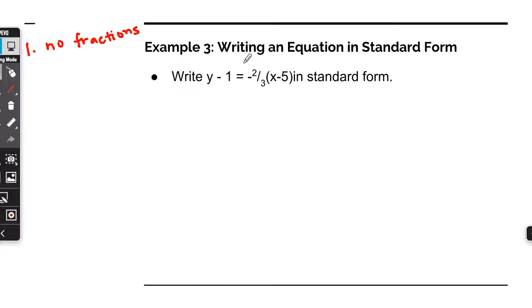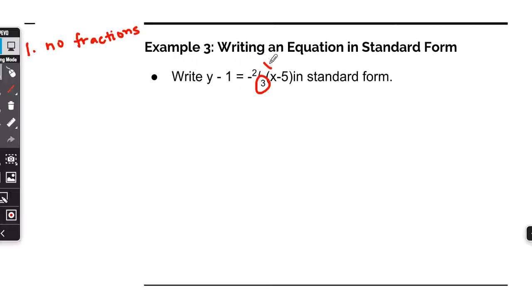So if I want to get rid of this fraction, what I'm going to do is look at the denominator. The denominator on this fraction is 3. The negative can stick with the 2 up top. So if I want to get rid of all fractions, which this is our only one, I need to multiply both sides by this denominator.